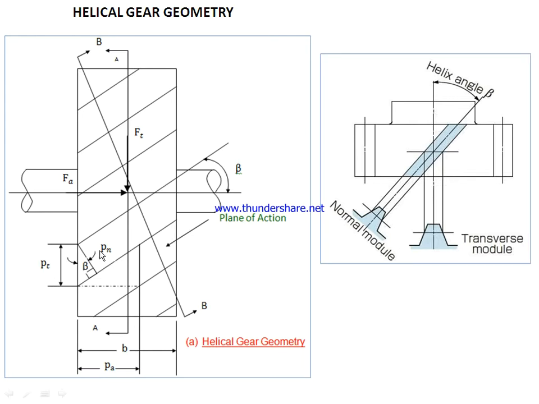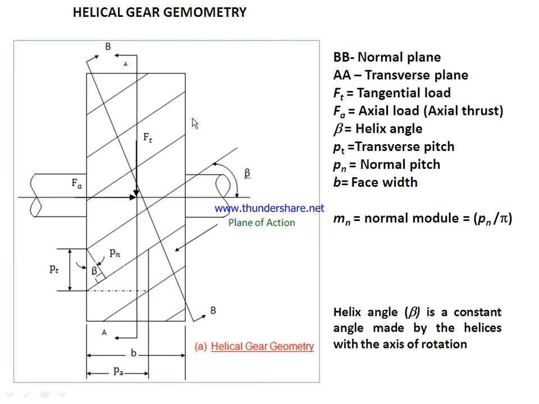This is the transverse pitch, normal pitch, and in this plane, which is at the inclination of beta called the helix angle, we define the normal module, and in this plane we define the transverse module. Now here BB is the normal plane, AA is the transverse plane, FT is the tangential load coming on the gear tooth, FA is the axial or thrust load, and beta is the helix angle. PT is the transverse pitch, PN is the normal pitch, B is the face width, and Mn is the normal module, which is given by Pn divided by pi.